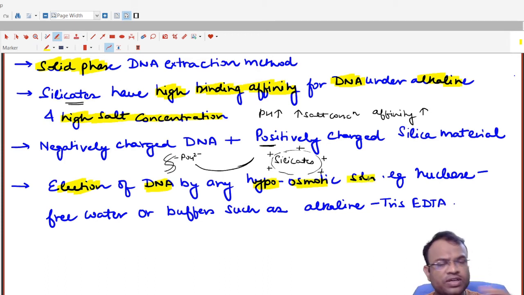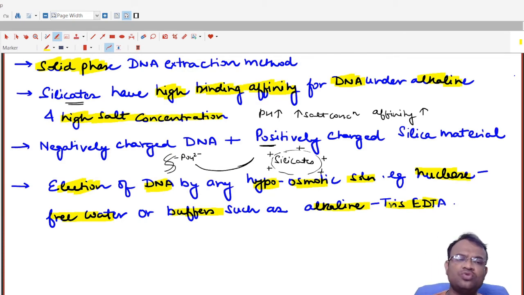Hypo-osmotic solution. So there are two types, hyper and hypo. Hypo means that is having less concentration of the solutes. So once you are using hypo-osmotic solution, what are the examples? You can use nuclease free water. You can use buffers such as alkaline Tris EDTA. So these are the two things, nuclease free water or other buffers such as alkaline Tris EDTA. Through this method, you can elute out your genetic material or the DNA from the silicates. So this was the silica based method.